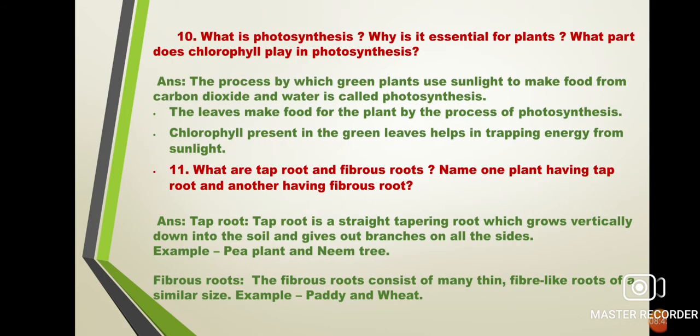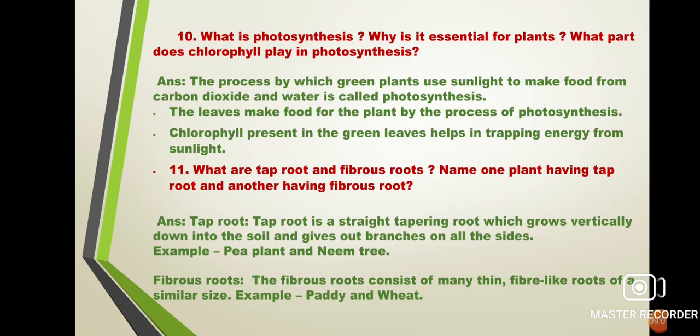Next, number 10. What is photosynthesis? Why is it essential for plants? What part does chlorophyll play in photosynthesis? So, what is photosynthesis? The process by which green plants use sunlight to make food from carbon dioxide and water is called photosynthesis.